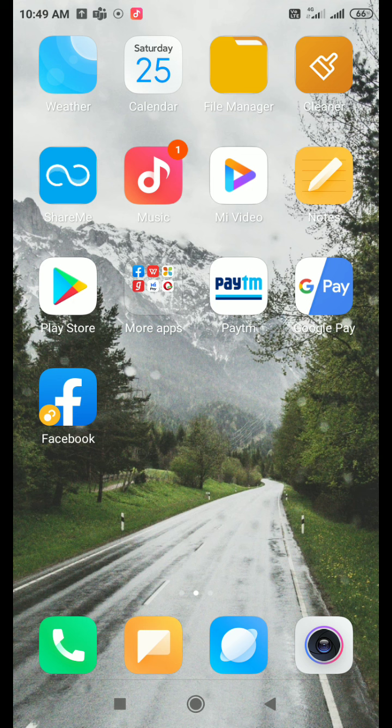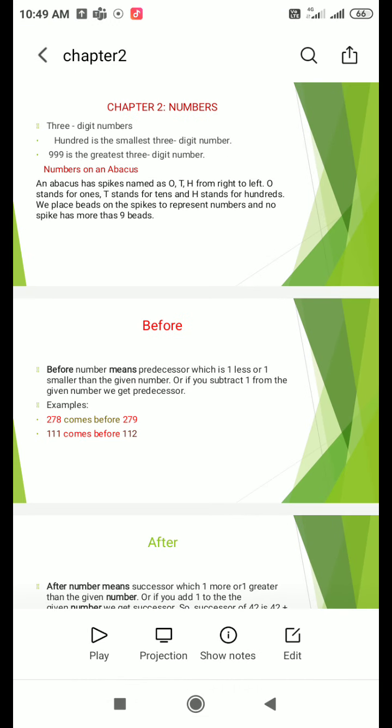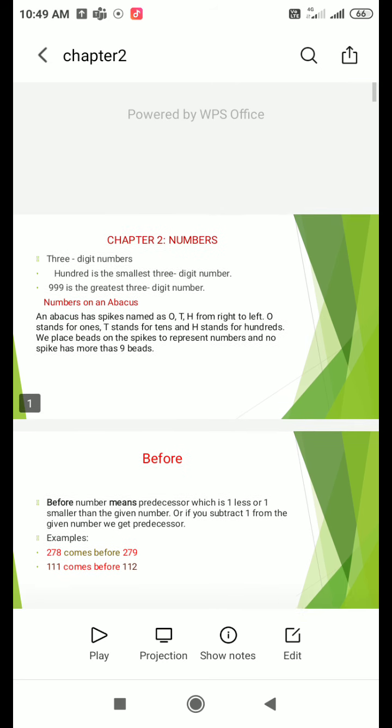Before going to discuss the numbers on abacus, we are going to see 3-digit numbers. A 3-digit number means the number includes 3 digits. 100 is the smallest 3-digit number. 999 is the greatest 3-digit number.